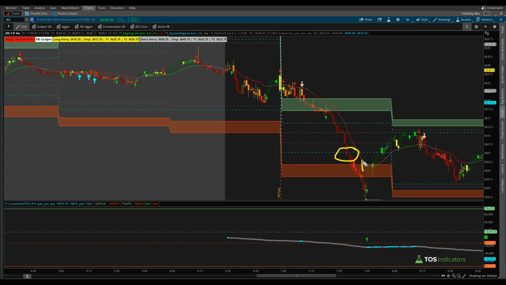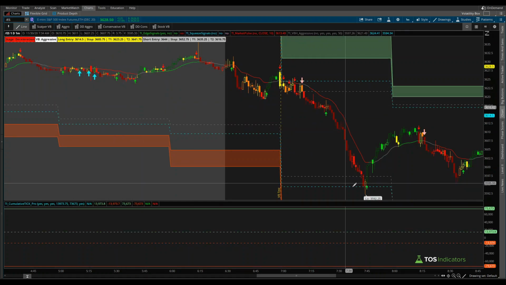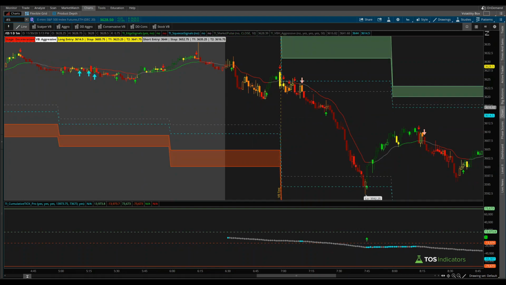We're looking for a bullish edge signal confirmation. That does not come prior to going outside of the clouds. So again, we know to rule out the scalper. That then takes us to the aggressive volatility box models. And with the aggressive model, that did a much better job of containing price action, where we breached our sign entry line. We then saw an edge signal confirmation.